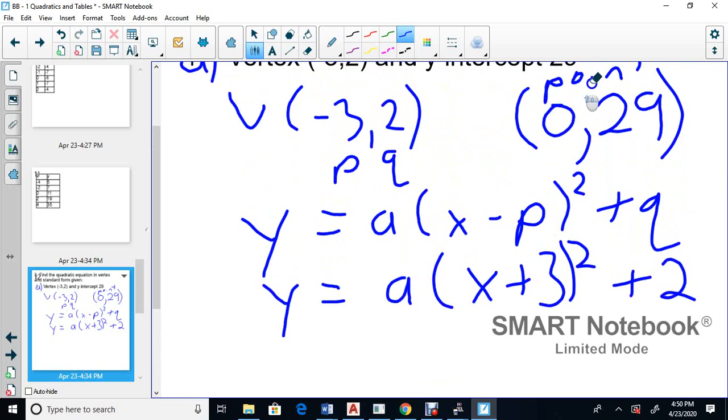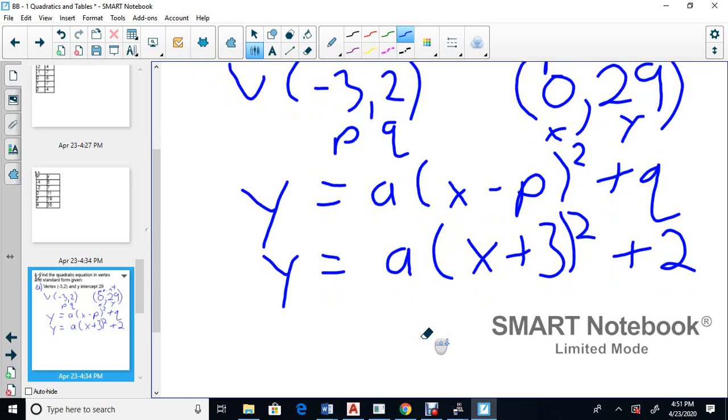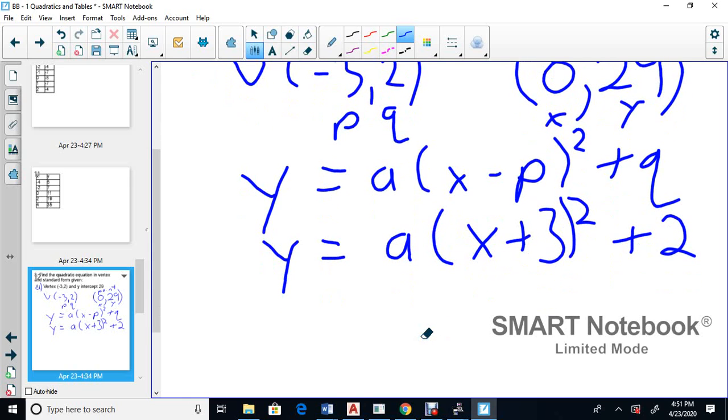But we can use this additional point here. We can sub it in. This is our x, and this is our y. We can sub in the 0 for the x and the 29 for the y, and we can figure out what A is. So let's do that right now. Maybe I'll just change colors. I'll do the purple. We're going to put 29 in for the y, and 0 in for the x.